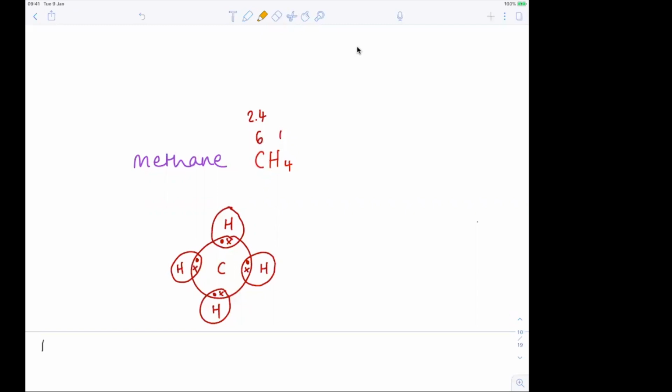Simple molecular and giant structures, that's definitely a different lesson, for sure. That's a whole topic in its own right.